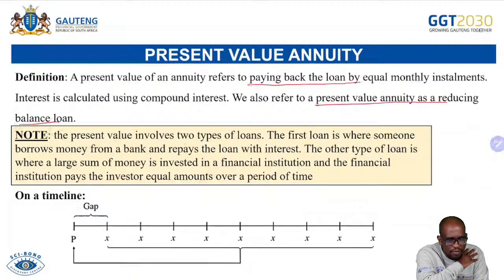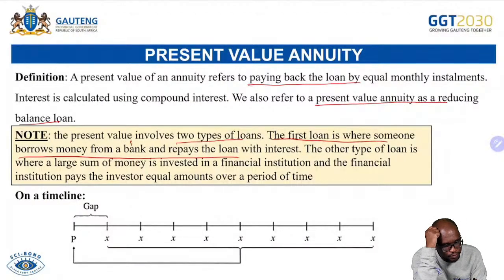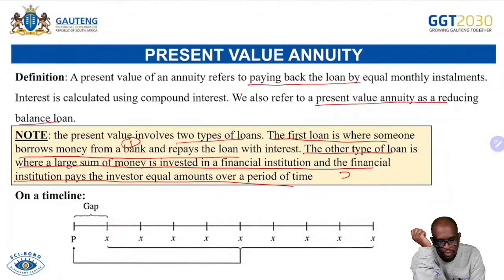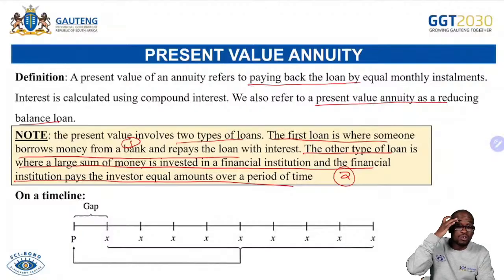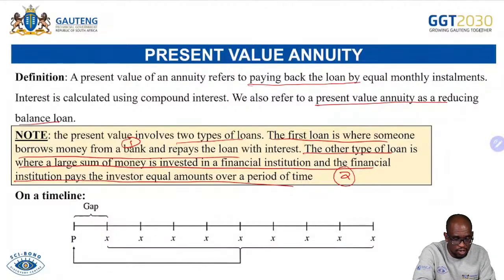The present value involves two types of loans. The first loan is when someone borrows money from the bank and repays the loan with interest. That is number one. And then the other type is where a large sum of money is invested in a financial institution, and the financial institution pays back the investor in equal amounts over a period of time. So this is number two. I need you to understand both of these because both of them use the present value formula.